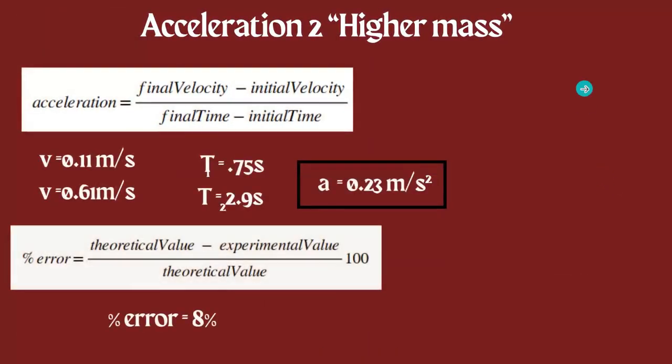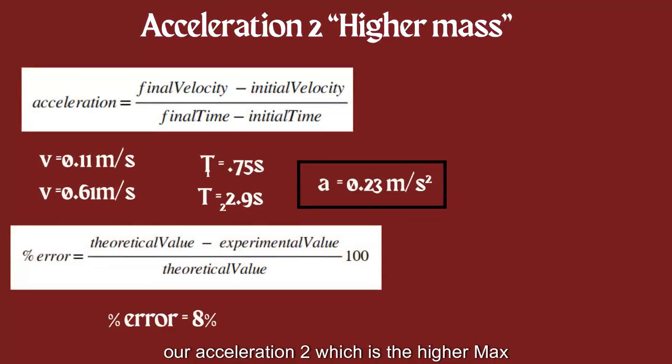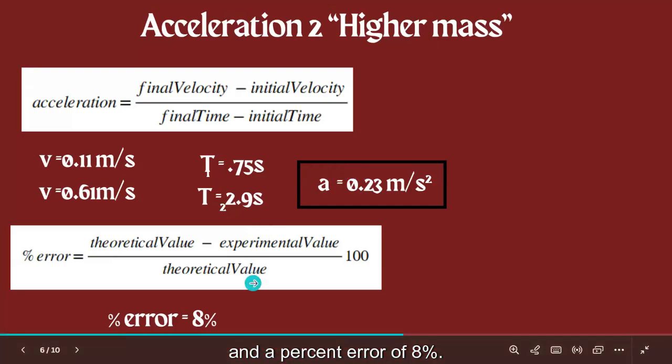Then we have our acceleration 2, which is the higher mass, but the same incline. And just like we did last time, we found acceleration using this equation and the percent error using this equation. For this one, velocity 1 is 0.11 meters per second at 0.75 seconds, and velocity 2 is 0.61 meters per second at 2.9 seconds, which gave us an acceleration of 0.23 meters per second squared and a percent error of 8%.